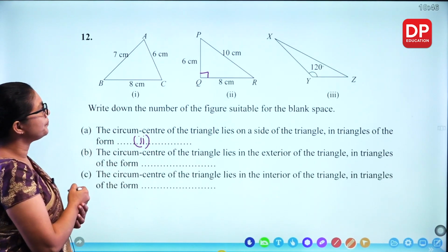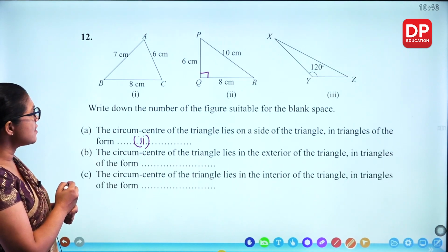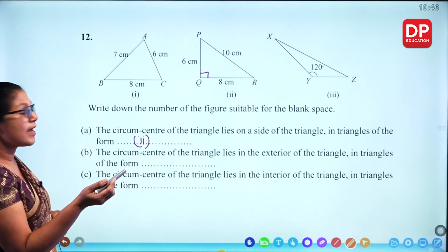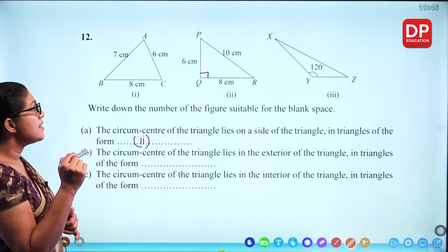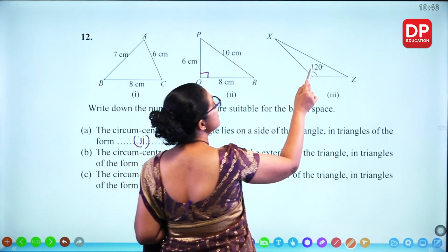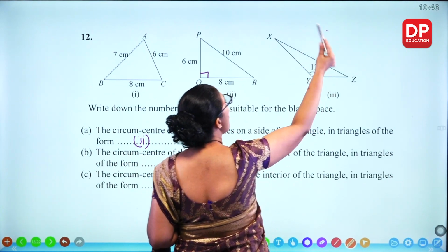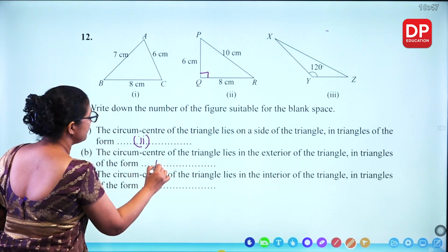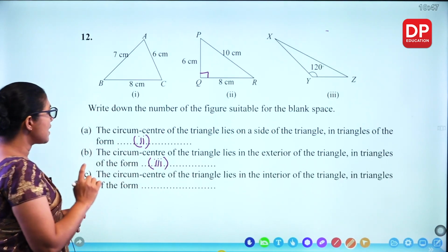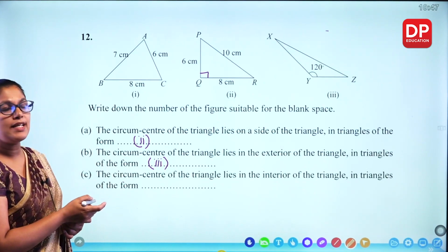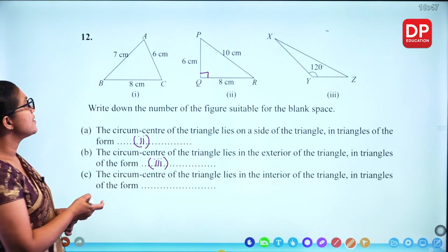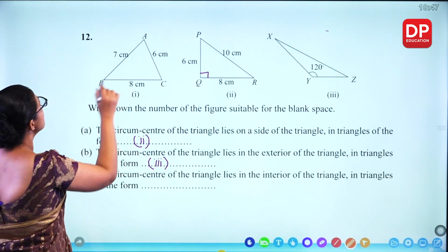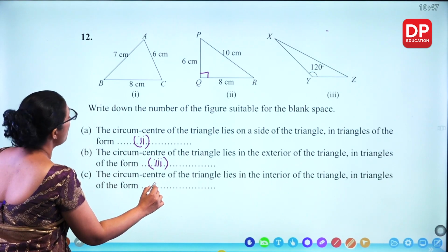Part 2. The circumcenter of the triangle lies in the exterior of the triangle, in the triangle of the form... So, when it's obtuse angled, the circumcenter lies outside the triangle. So, that's 3. The circumcenter of the triangle lies in the interior of the triangle when it's an acute angle. So, this is acute, that's 1.